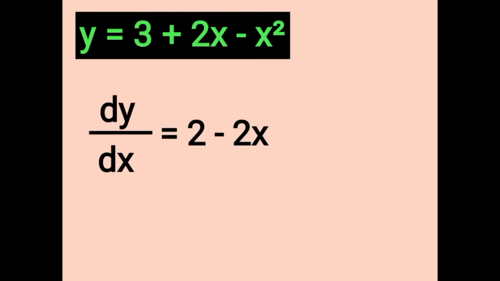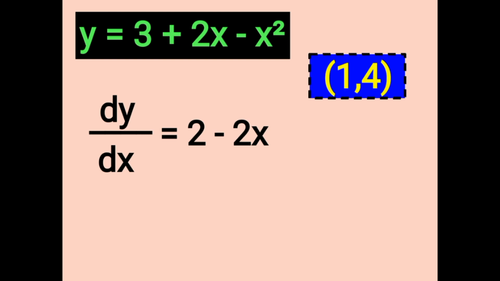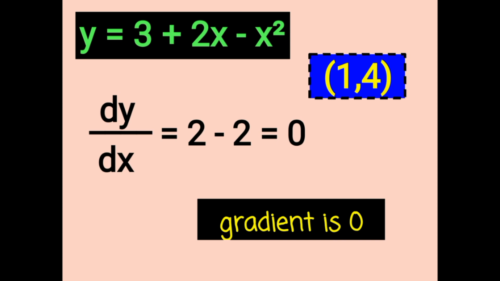Now, in order to find the gradient at this point, we substitute the x coordinate value, in this case 1. So, dy over dx equals 2 minus 2 times 1 equals 2 minus 2 equals 0. And hence, the gradient of the curve with the equation y equals 3 plus 2x minus x squared at 1, 4 is 0. Now, let's take a look at a few more examples.